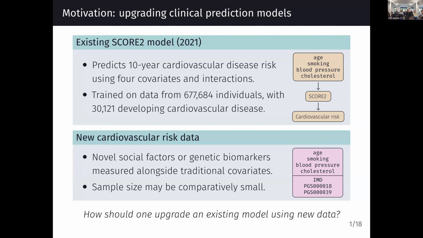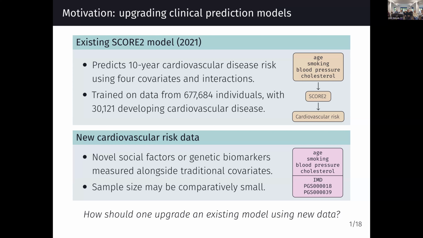Of course, one thing you can do is just pretend that SCORE2 doesn't exist and fit a new model on your relatively small sample size. But you might imagine that this is throwing something away. You're not using the fact that we already have a pretty good baseline model that uses some quite simple features for predicting cardiovascular disease risk. And so our main question is, how should one upgrade a model like SCORE2 using a new data set? What is the best way to combine these two sources of information?